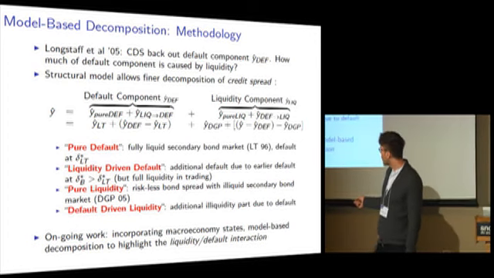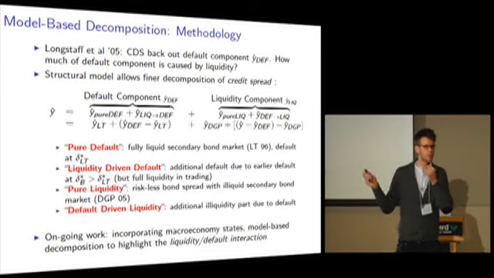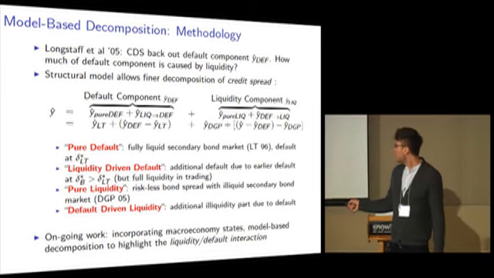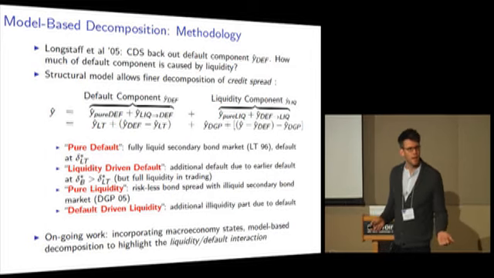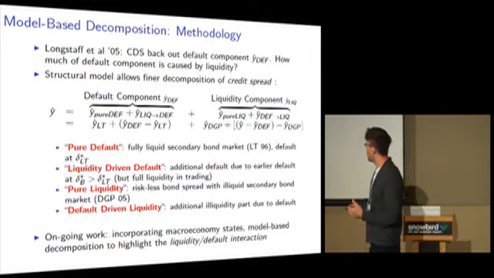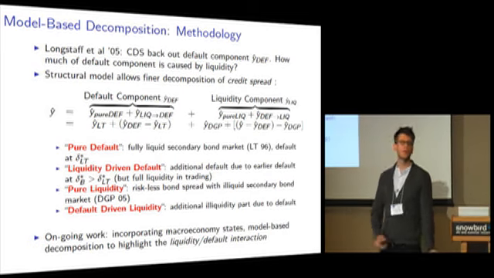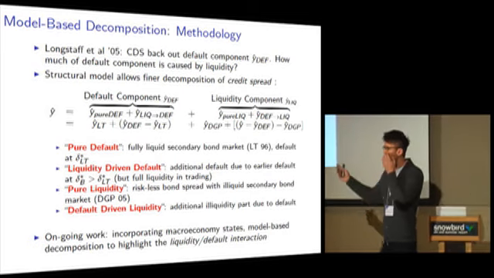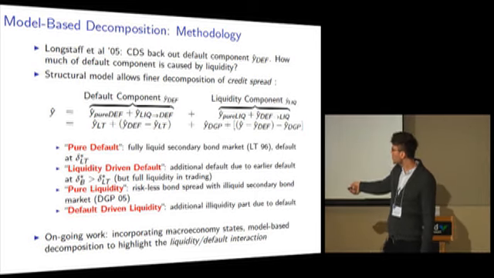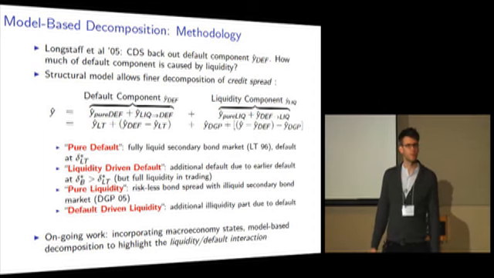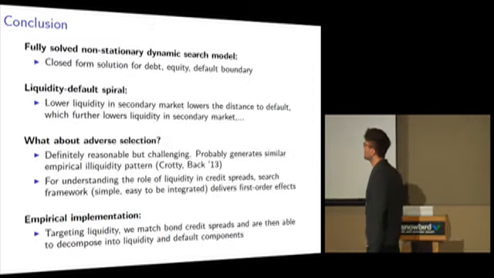Now, in ongoing work with Wei Chen and Roy Q from Chicago and also Zhiguo, we're applying this model incorporating macroeconomic states. So across the business cycle, we are trying to tease out what the decomposition looks like to highlight this liquidity-default interaction. So when you get into a crisis, how much of this decomposition is shifting between, say, liquidity-driven default and default-driven liquidity? Okay? So I should wrap up, so let me skip the last slide.